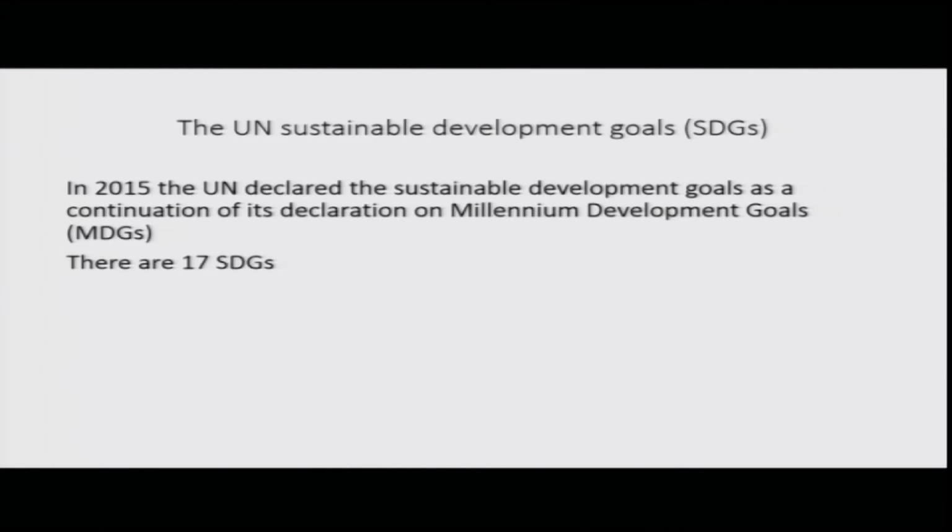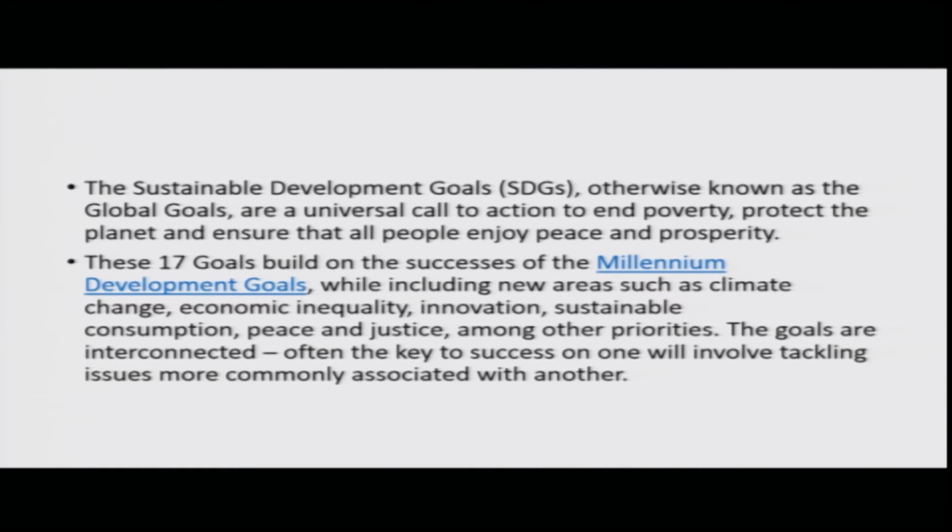The United Nations Sustainable Development Goals: in 2015 the United Nations declared the Sustainable Development Goals as a continuation of its declaration on Millennium Development Goals. The United Nations recognizes that one should go beyond these Millennium Development Goals and formulated these Sustainable Development Goals. In total, there are 17 goals that have been set by the United Nations.